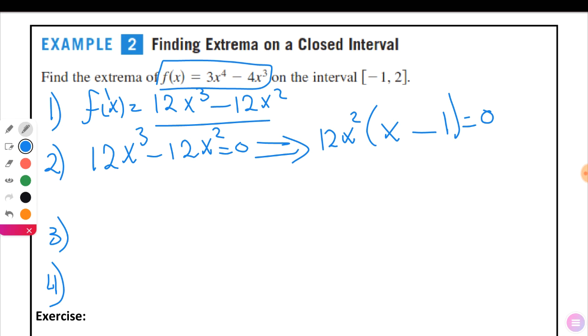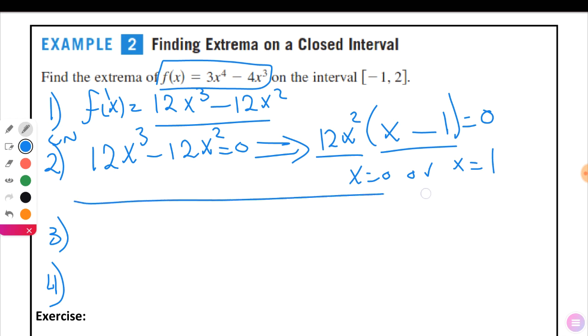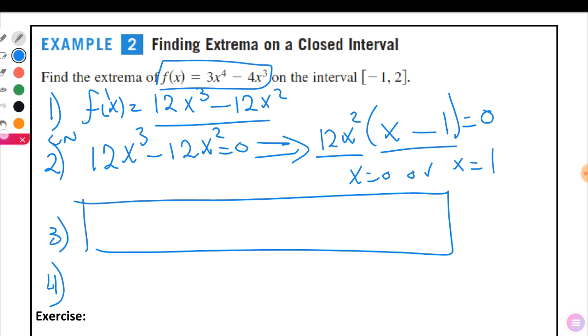Then from the first factor, x equals 0, or from the second factor, x equals 1. X equals 0 or 1 are the critical numbers. The first step is the derivative, the second step is the critical numbers. Third step, make a table.